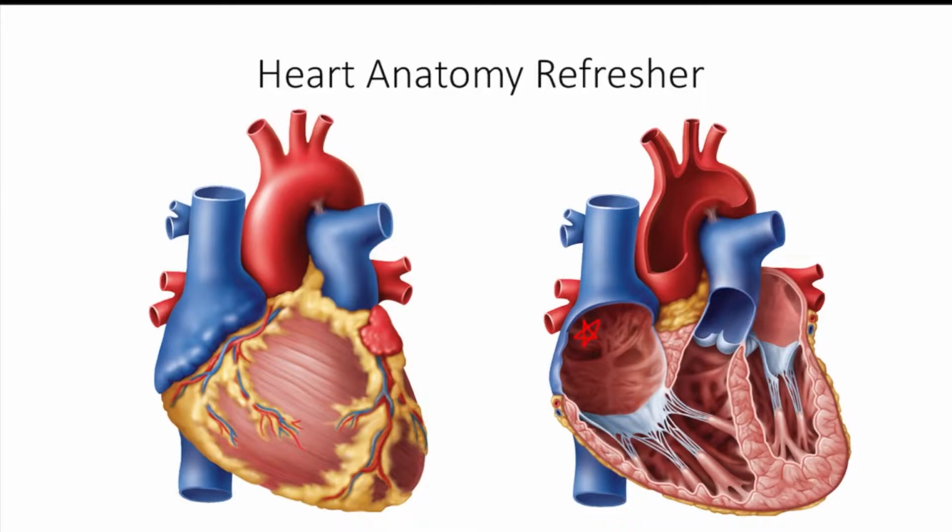Blood will enter the right atrium through the inferior and superior vena cava and pass through the right AV valve to the right ventricle. It will then move through the pulmonary valve to the lungs for oxygenation. It will return to the left atrium and pass through the left AV valve into the left ventricle. It will then go through the aortic valve, through the aorta, and out into our systemic circulation.